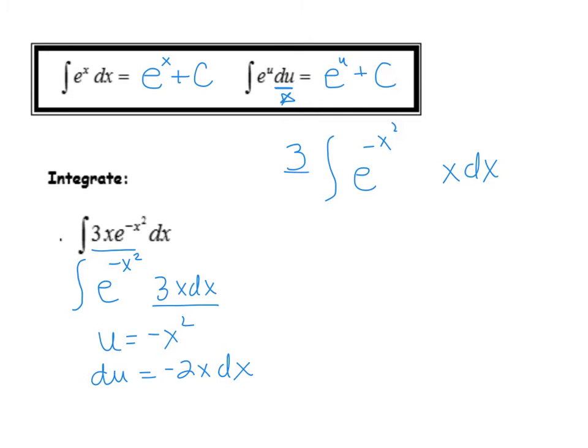Well, because this is the u, I need the negative 2, and then multiplied, I need the negative 1/2. All right, so now that the du is satisfied, by putting the negative 3/2 on the outside, I would have negative 3/2 e to the negative x squared plus c.